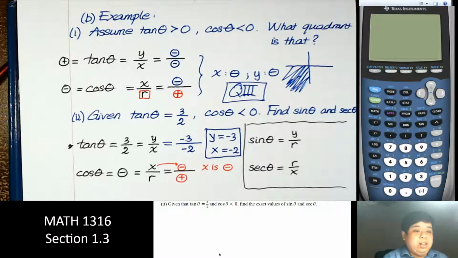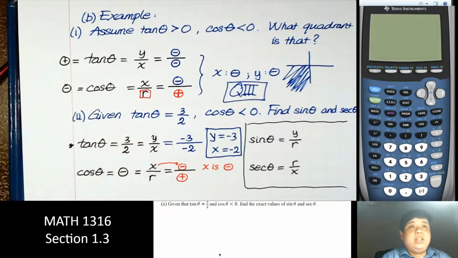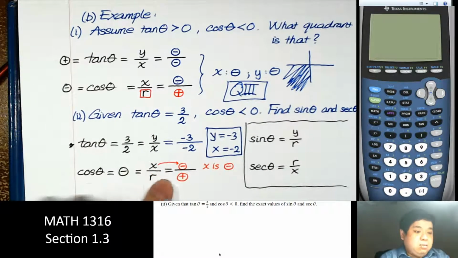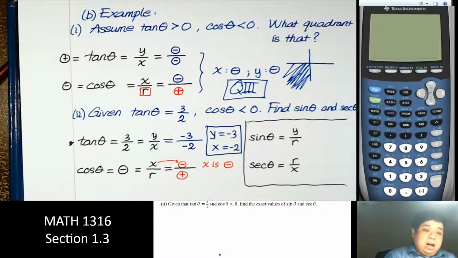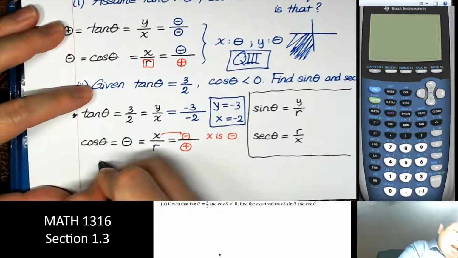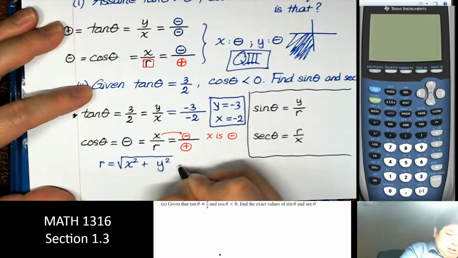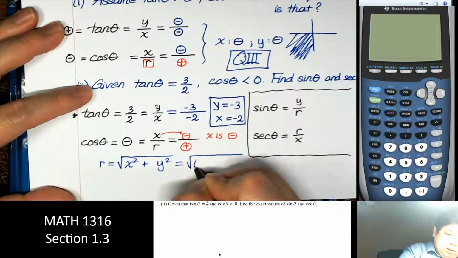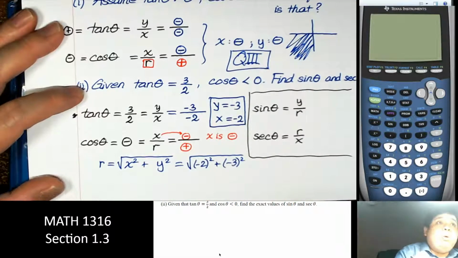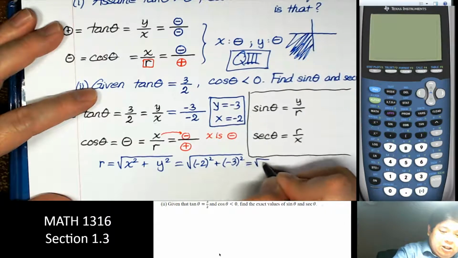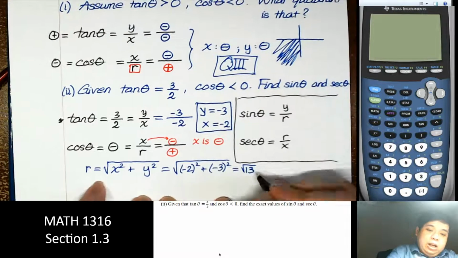Remember, r is always positive. We don't know x or y, so we cannot say if x is 2 or x is negative 2. We don't know that. But with this, we can for sure know that x must be negative. Right. So we have x, we have y, and then r is square root of x squared plus y squared, 4 and 9, square root of 13.